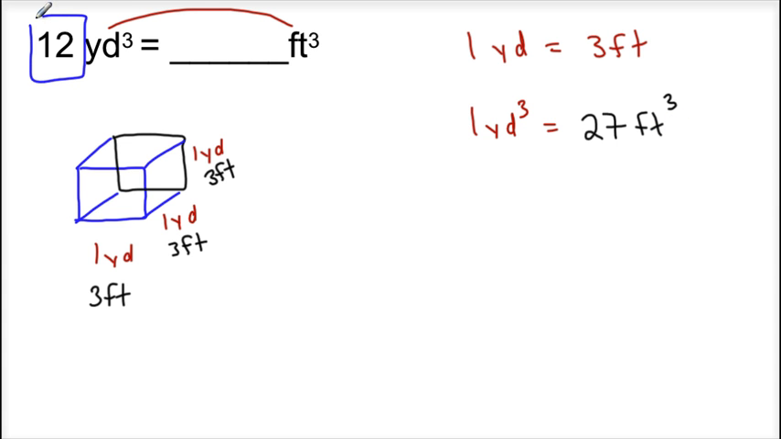You have 12 of these cubic yards. So now what? How do I know how many cubic feet are in 12 cubic yards? What's my next step? 27 times 12. Yeah, so now you can just simplify. Now you can just multiply 27 times 12, and you should get an answer of 324 cubic feet.